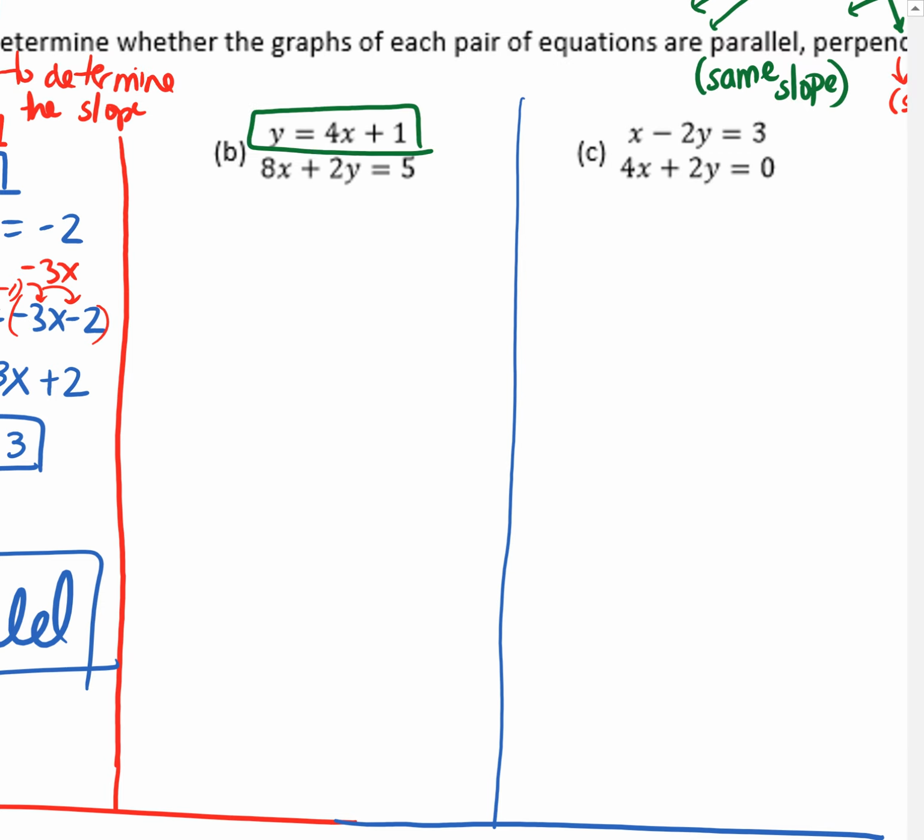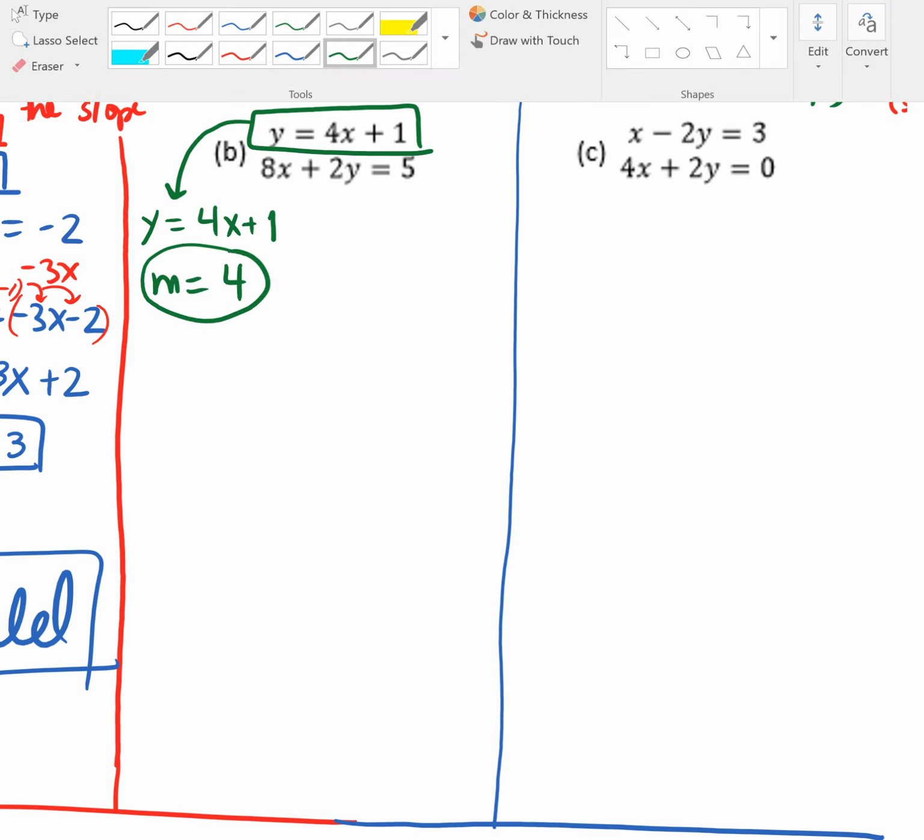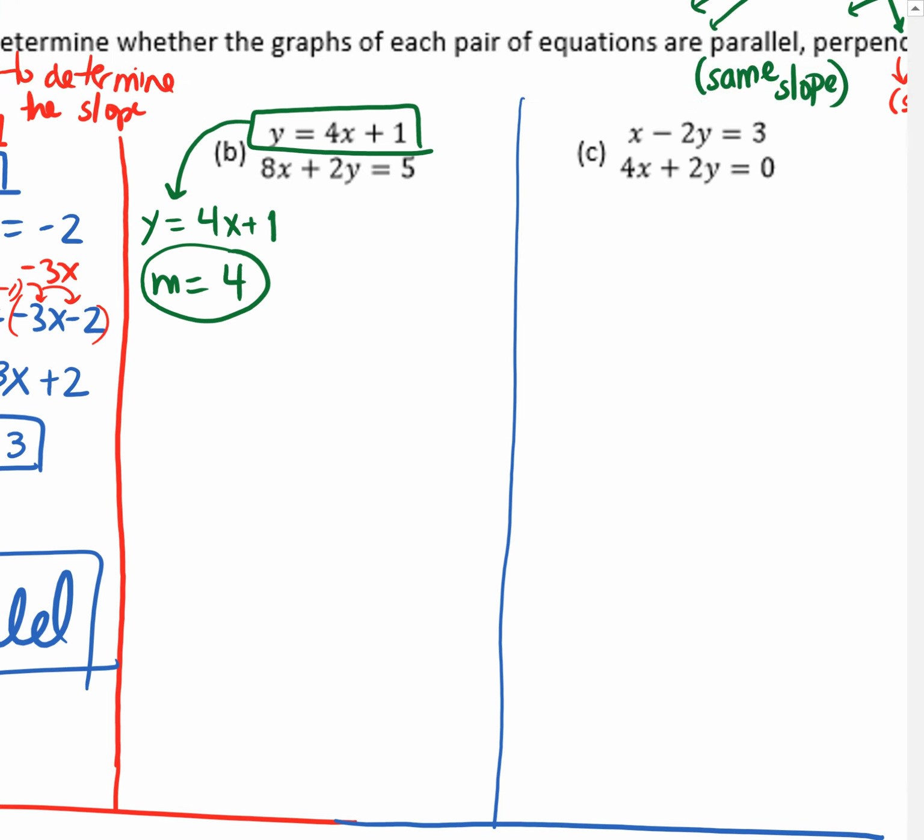The top one, notice that's already in the right form. Y equals 4x plus 1, because it already has y by itself. I can go ahead right away and say slope is 4. So now all I have to do is take the other equation of the line, 8x plus 2y is 5. Isolate y there, and then see what the slope is and compare them.